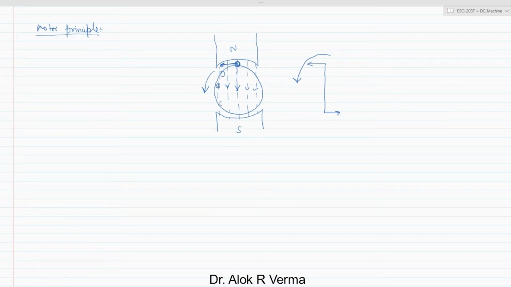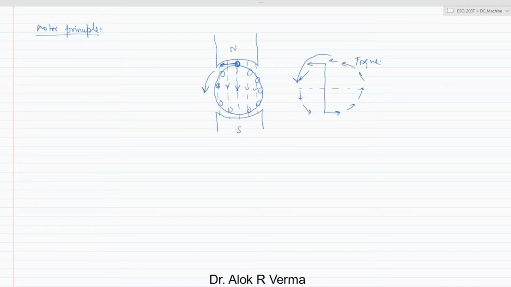Similarly, torque will be produced on all the conductors placed in the slots. There are many conductors put in the slots, so all get a tangential component of this force, and as a resultant the rotor will start rotating. So this is the torque. This is how a current carrying conductor in a magnetic field produces force, and it causes the rotor to rotate because it is free to rotate.